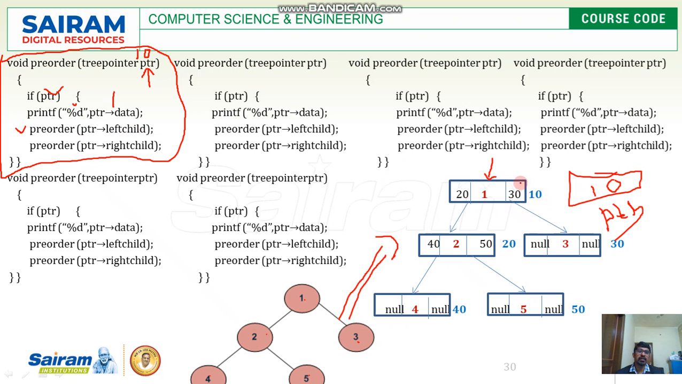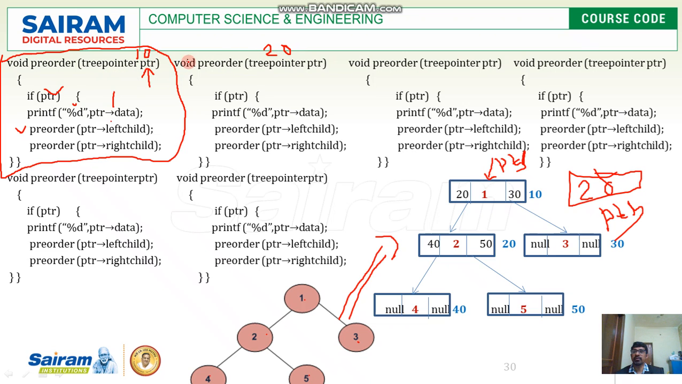So what is PTR? PTR is a pointer to the first node. Now PTR is going to change its value from the first node to its left child, which is going to be 20. So here it is 20. We call the same function with a different address. So let us take this as the second function.